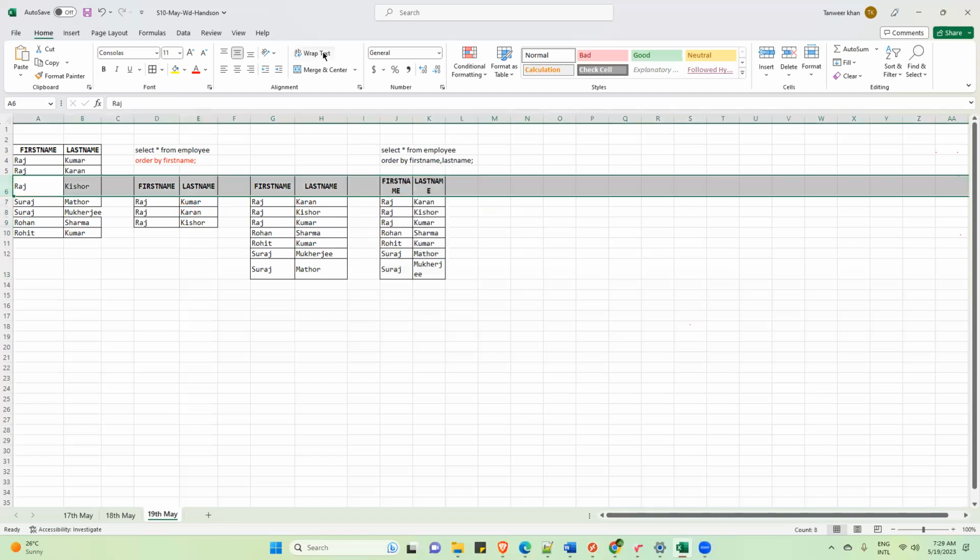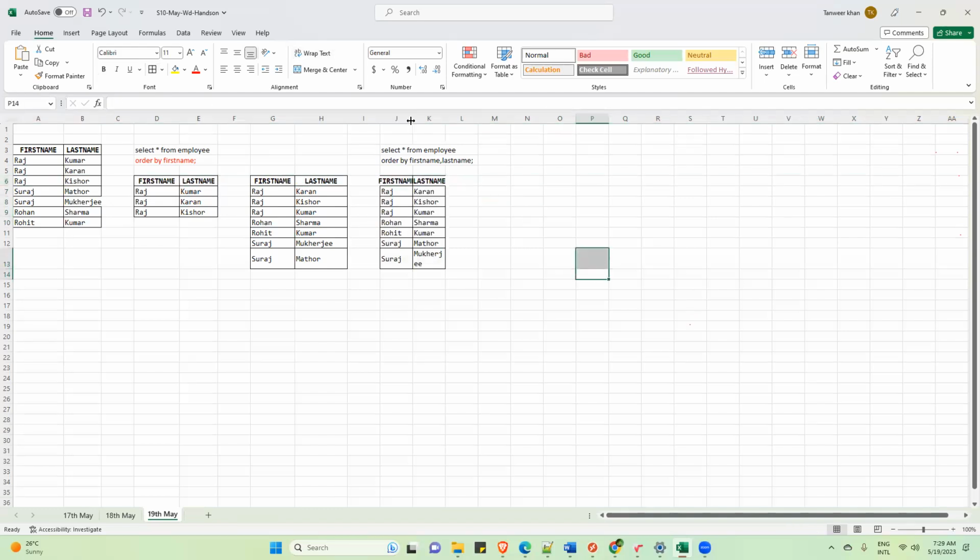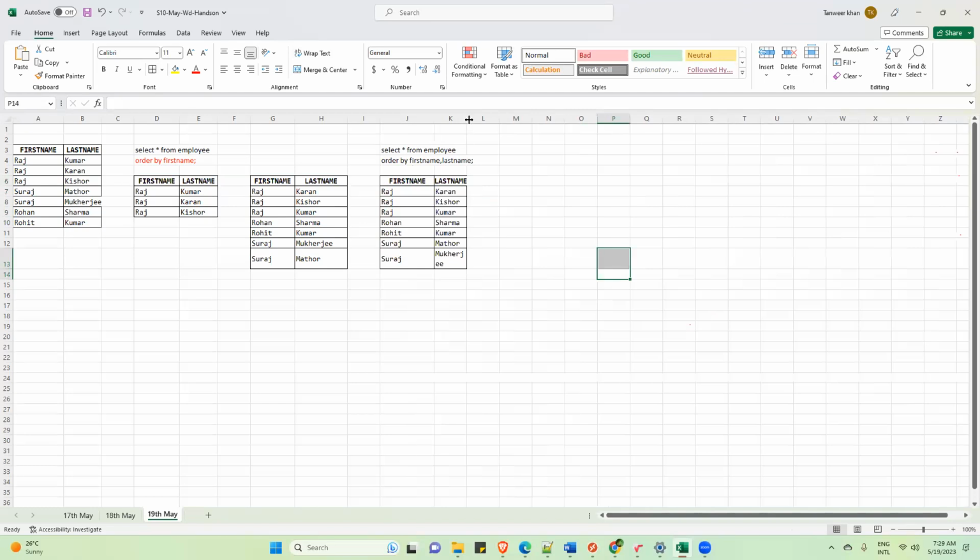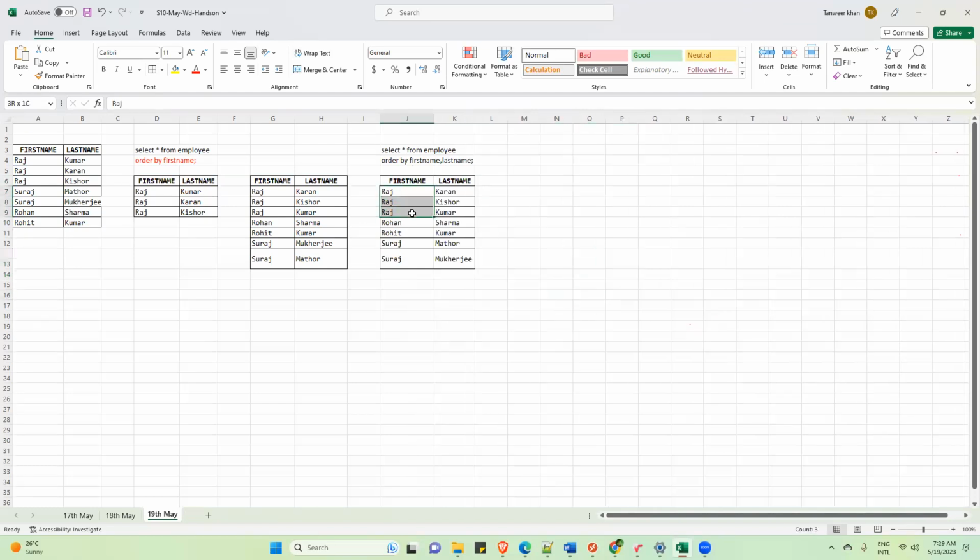Let's try to analyze this output. Here, if you will see, all the Raj we have kept at the top, right? I want others also to speak. Why is Raj Karan before Raj Kishore? Answer: yeah, it was sorted in ascending order, with the second position A. We are giving a command to order by last name.